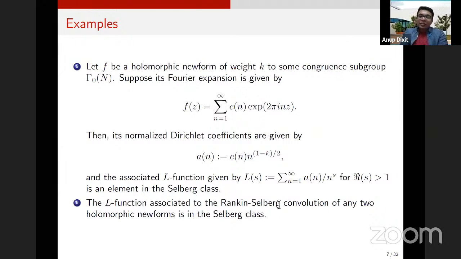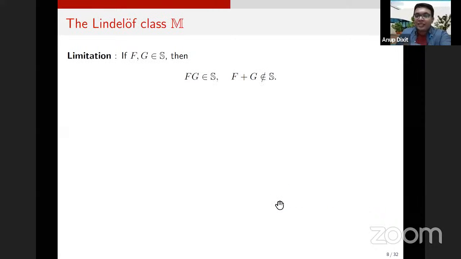But of course, it misses out on a few things. For example, it doesn't contain linear combinations of L functions. It doesn't contain Hurwitz zeta functions. Hurwitz zeta functions with rational parameters can be written as a linear combination of known L functions, but those things are not present in this class. So there are certain limitations. So let's try to first get rid of those limitations.